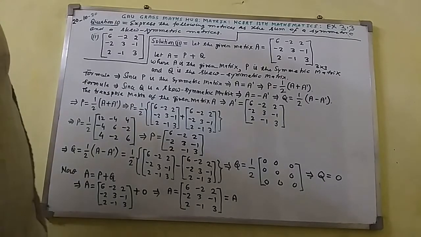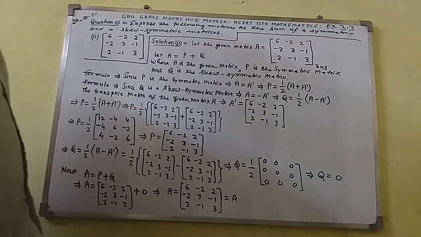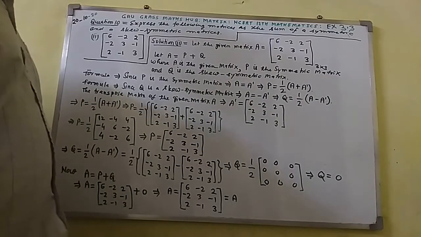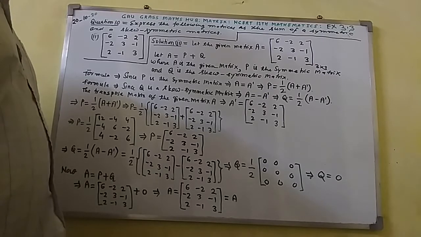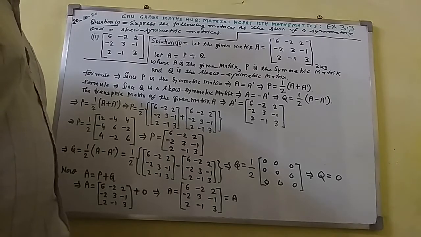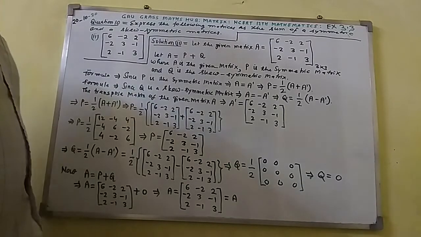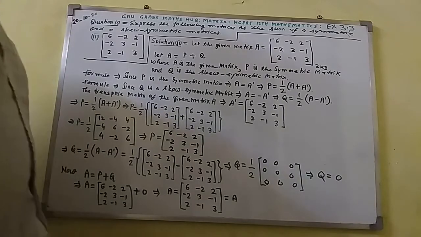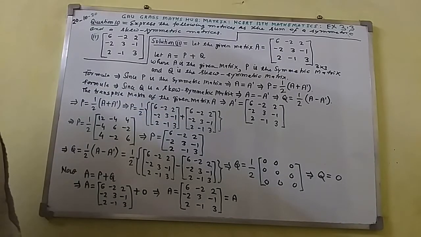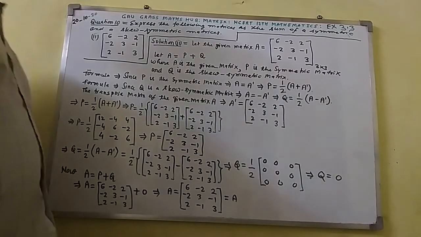Today I am going to discuss one question that has been taken from chapter 3 Matrix, exercise 3.3 of NCERT 12 Mathematics. Question number 10, Roman 2: Express the following matrices as the sum of a symmetric and a skew symmetric matrix. Roman 2 I have taken here.